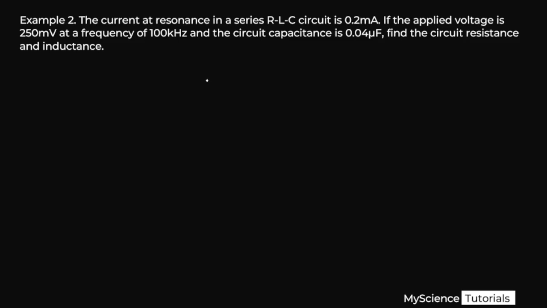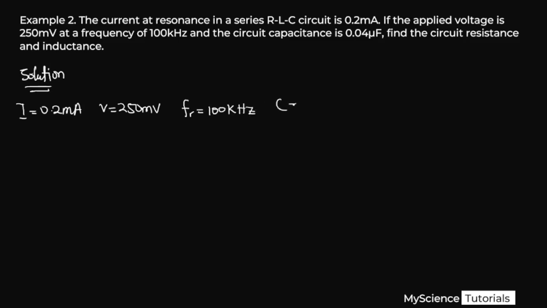All right. So let's go ahead and look at what we can do in this problem. So we're told that the current at resonance in a series RLC circuit is 0.2 milliamperes, and then the voltage is 250 millivolts. The frequency, which is the resonant frequency here, is 100 kilohertz. Then we have the circuit capacitance as 0.04 microfarad. We have to find the resistance and the inductance.